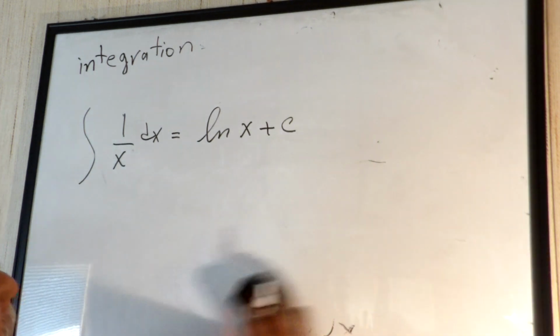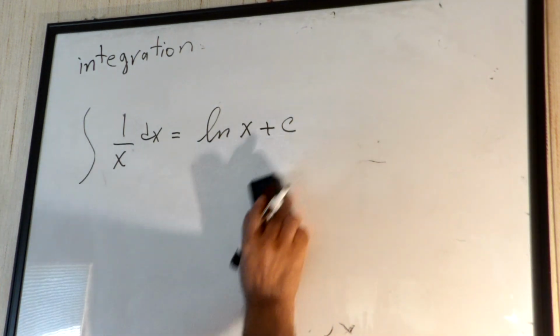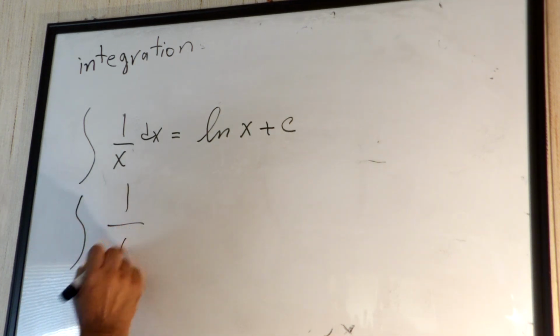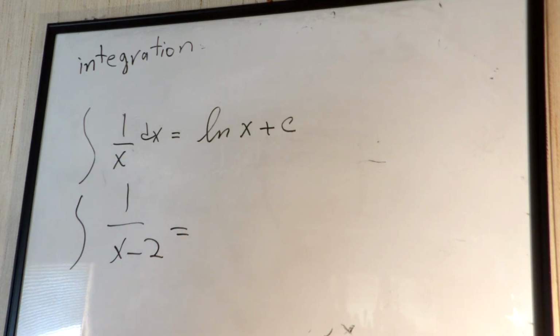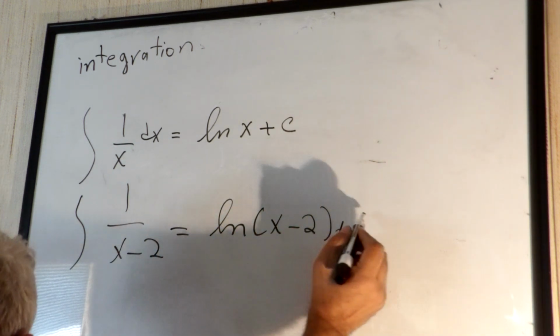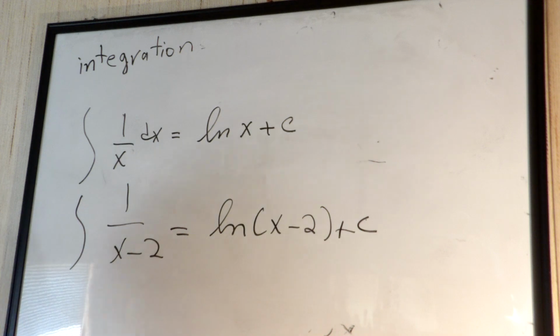Okay, let me give some more examples. If we have something like 1 over x minus 2, what's going to be the result? So ln of x minus 2 plus c. That's going to be the answer.